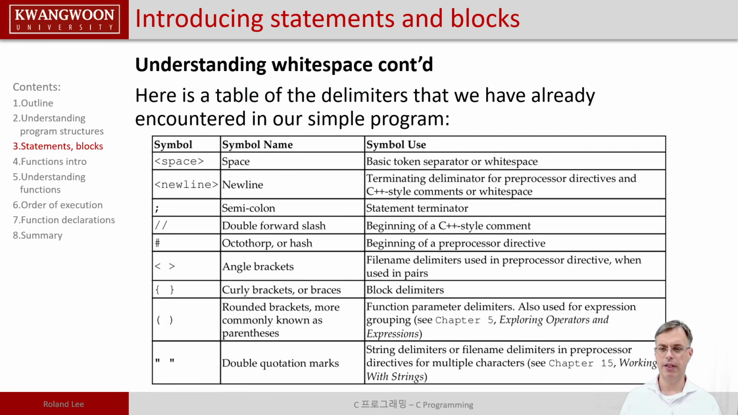Okay, now here's a table of delimiters that we have already encountered in our simple program. Curly bracket, angle bracket, hash, double forward slashes, new line. So again, angle bracket, hash, and also double quotation mark.